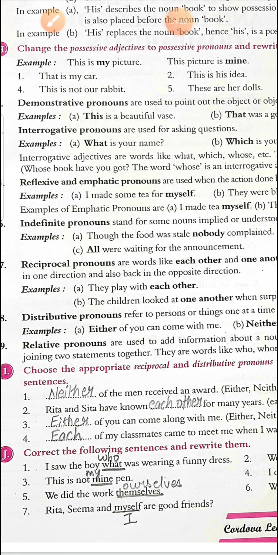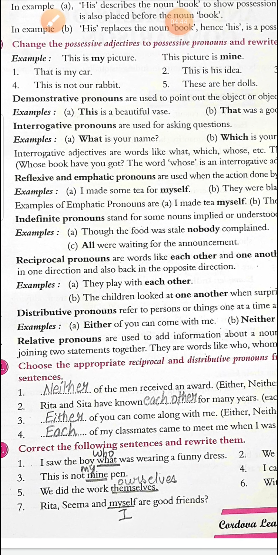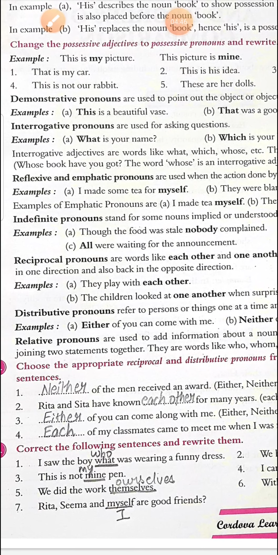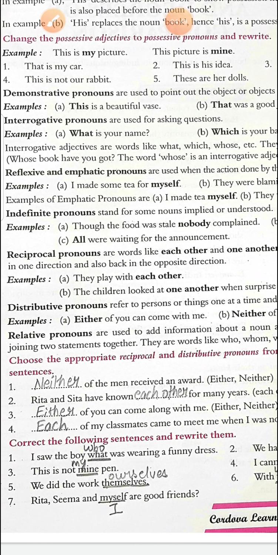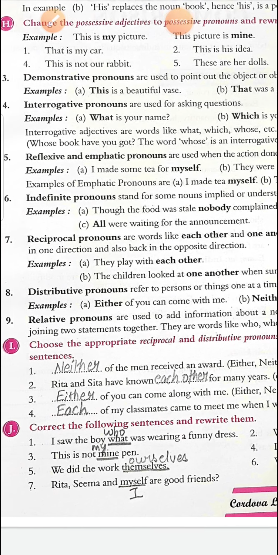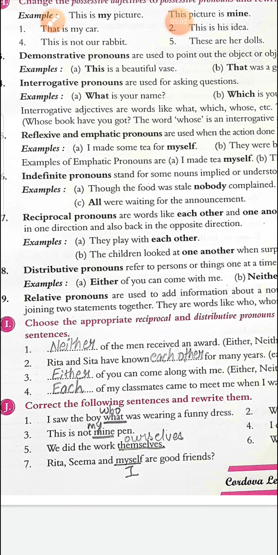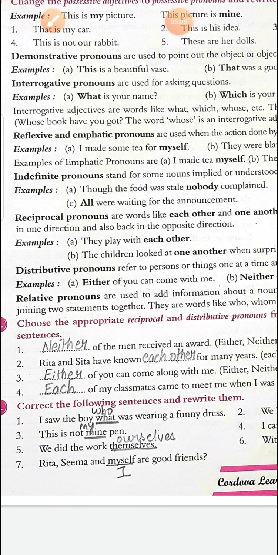And what are interrogative pronouns? Pronouns such as what, which, who, whom, whose. Like if I say whose pen is this, you will say mine. Mine is again a pronoun. Then either you will say your name. So in this way. Then the next kind of pronouns is reflexive and emphatic pronouns.